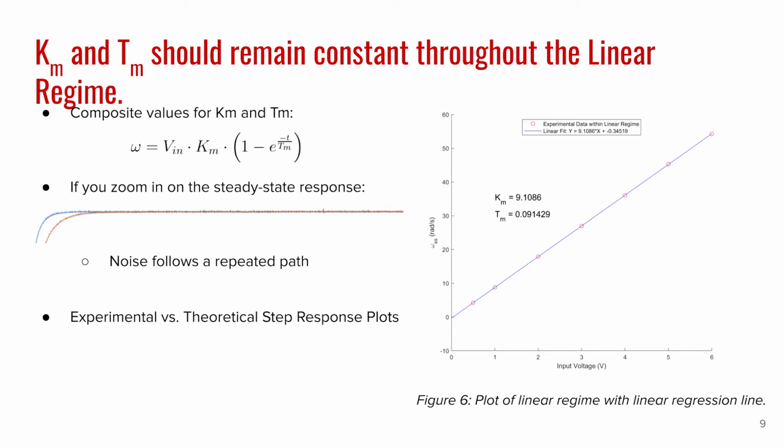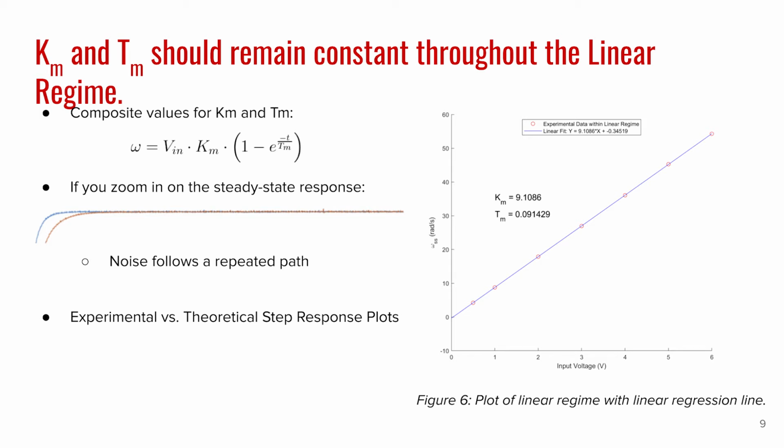Onwards, let us observe how Km and Tm should remain constant throughout the linear regime. The procedure is quite simple. Plot steady-state angular velocity on the y versus input voltages on the x. You will then be able to identify a linear region excluding the saturation zone and dead zone, and therefore can extract Km from the slope. And Tm, which is just the average of all individual Tm values at each input voltage, can also be extracted from the plot. Moreover, you can use the equation listed on the slide, where the angular velocity is equal to Vm times Km times 1 minus e to the power of negative t over Tm, where t is time.